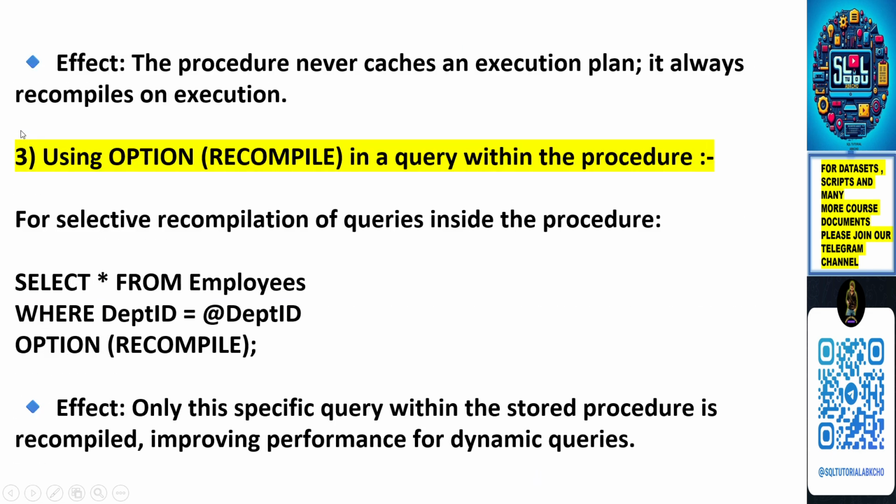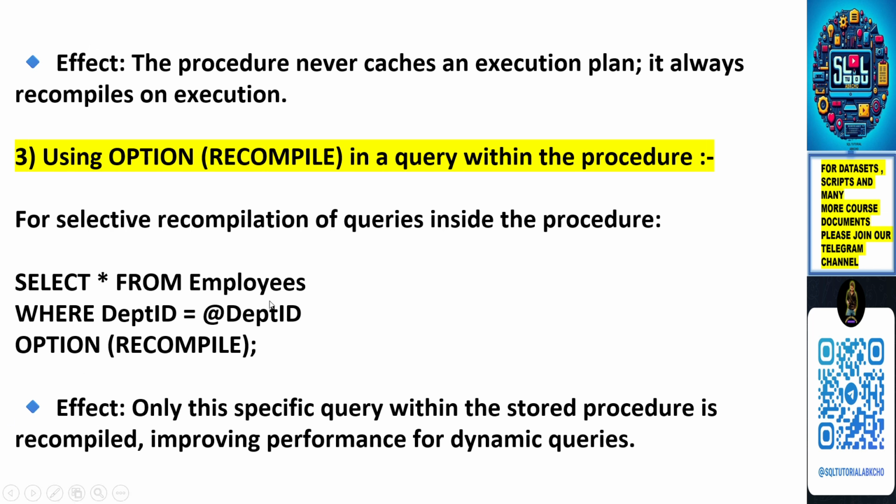Now move on to the third point. The effect of using WITH RECOMPILE during creation time is that the procedure never caches an execution plan and it always recompiles on execution. Procedures are normally pre-compiled code, but when you use WITH RECOMPILE, the procedure will not cache the execution plan and will recompile on every execution. Now the third way of doing recompilation is using OPTION (RECOMPILE) in a query within the stored procedure. If you want a single query to be recompiled every time you execute the stored procedure, you can use the option of recompile at the query level also. For this you can see the syntax here.